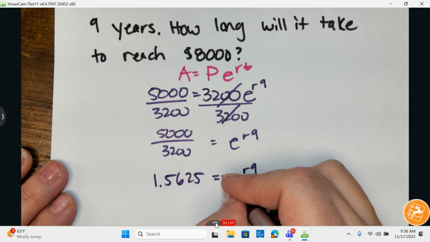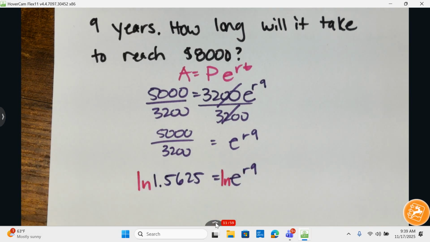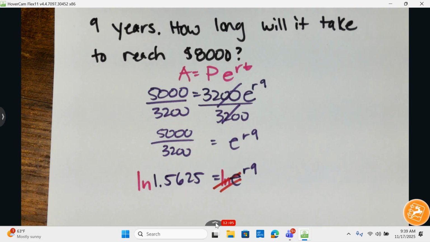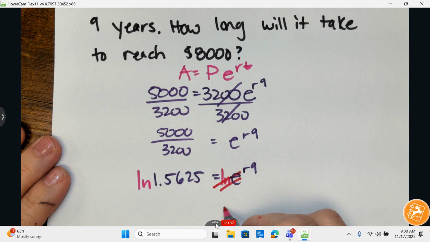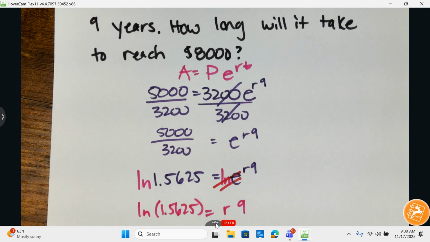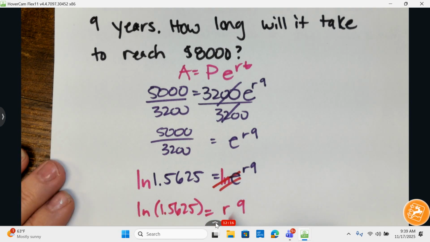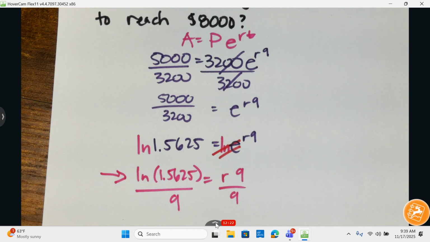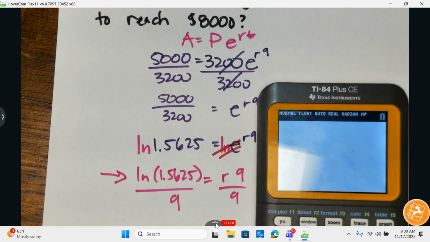How do we get rid of the e? We're going to take log base e, also known as ln, to both sides. The ln and the e are going to be eliminated on the right-hand side. r times 9 equals this quantity. And then I'm going to divide by 9. Like I said in the first 2 examples, first I'll figure out what the numerator is, and then I'll divide it by 9. That's the first part of this problem, just figuring out the rate.